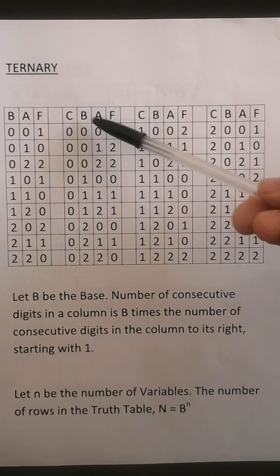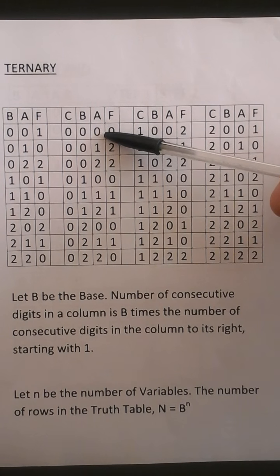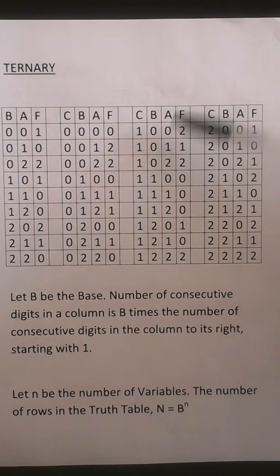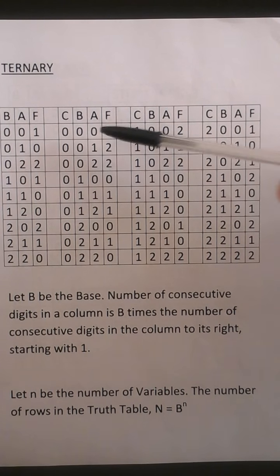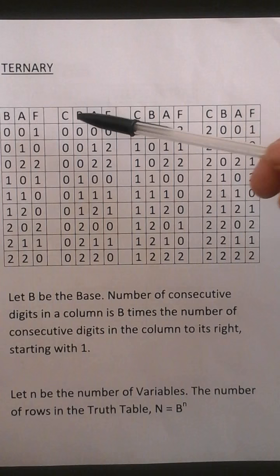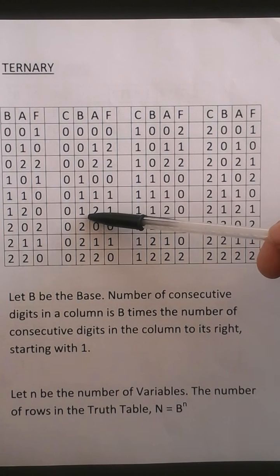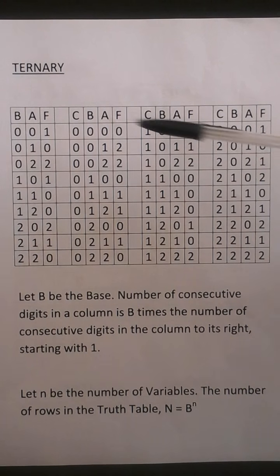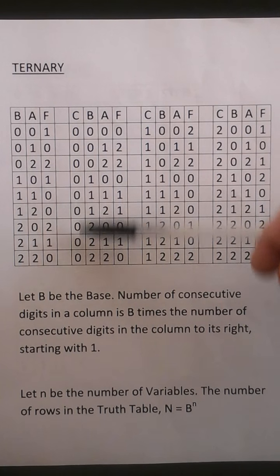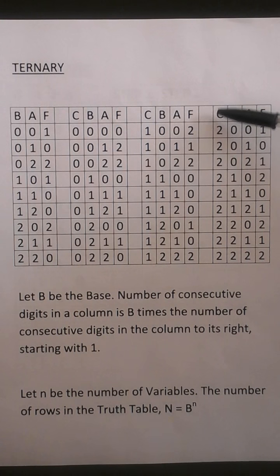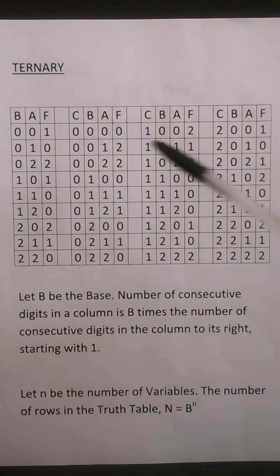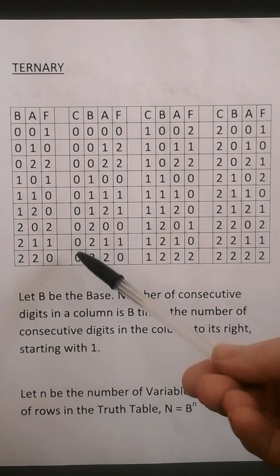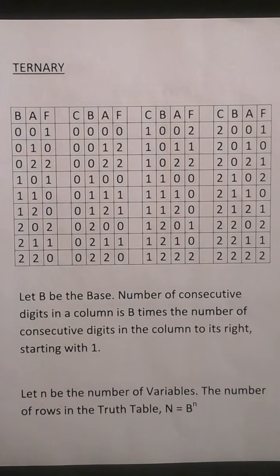For the 3-variable function a, b, c, the same pattern arises, 0, 1, 2, 0, 1, 2, 0, 1, 2. Same deal here. And B follows 3 zeros, 3 ones and 3 2s, and the same for B here. And for column C, it's 9 zeros followed by 9 ones followed by 9 2s. So again, you start with 1, then it's 3 times the number of consecutive digits. So 3 there, 9 there.